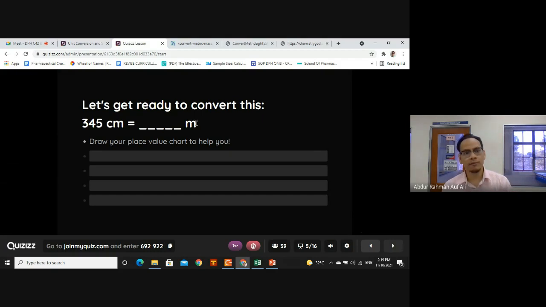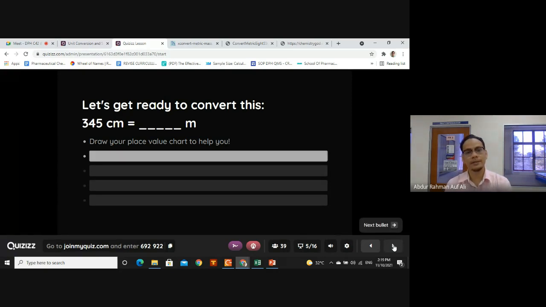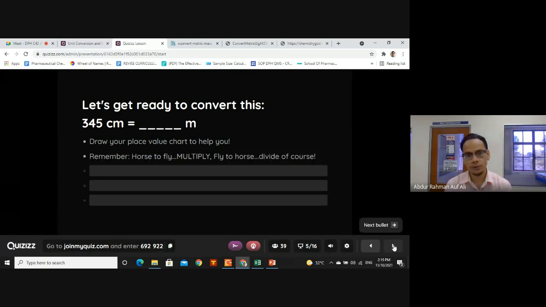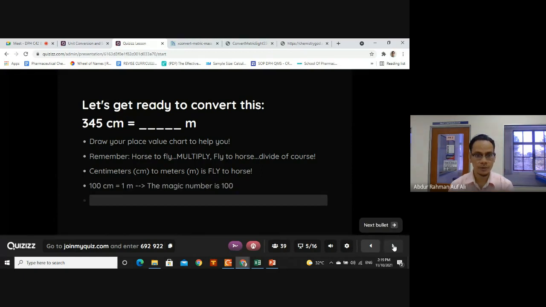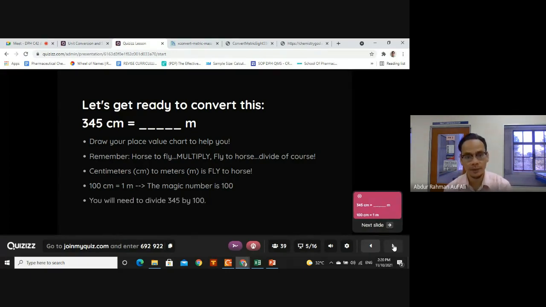Another example, from centimeter to meter. Remember the analogy: if you convert from big to small, from horse to fly, you multiply. If you convert from small to big, you divide. In this case, centimeter to meter. Centimeter we know is smaller than meter, so cm is fly and meter is horse. That means you need to divide. What do you divide with? 100. Why do you divide by 100?